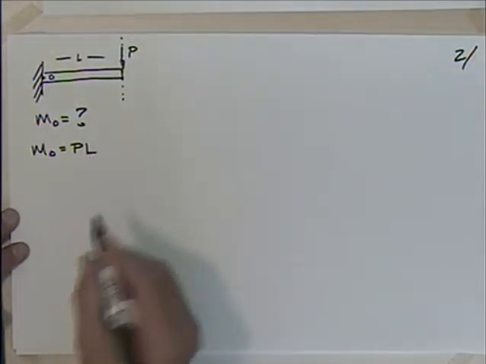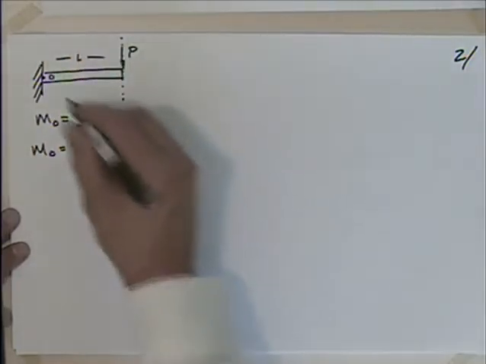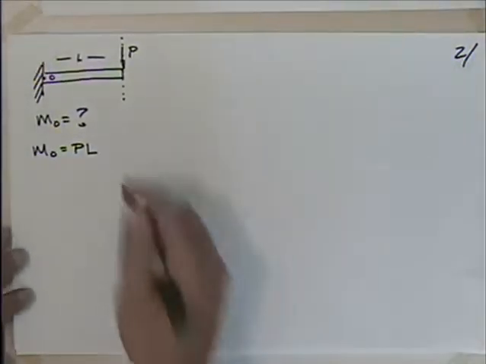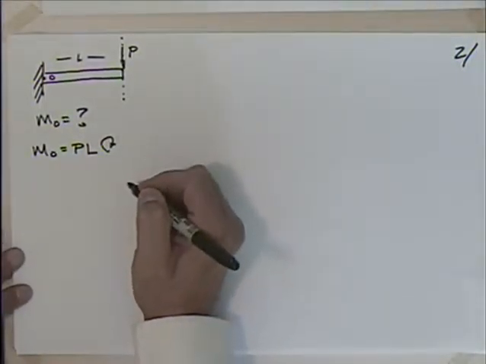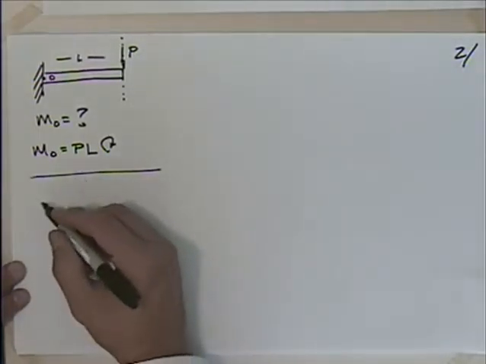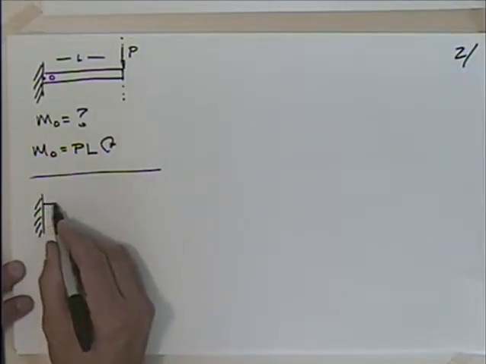So we would have P times L, and does it have a direction? Yeah, it's going to tend to rotate this thing. If you were to pin this down here, it would tend to rotate that clockwise. So we could indicate that with a clockwise arrow. So that's one example. Let's try another one. I'll get progressively a little more difficult or tricky with these.